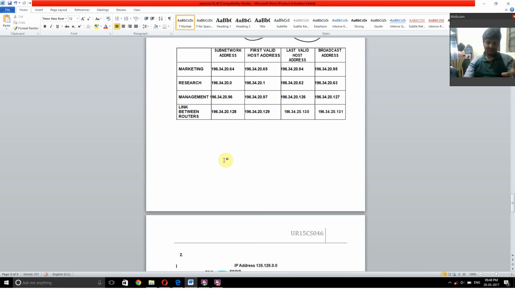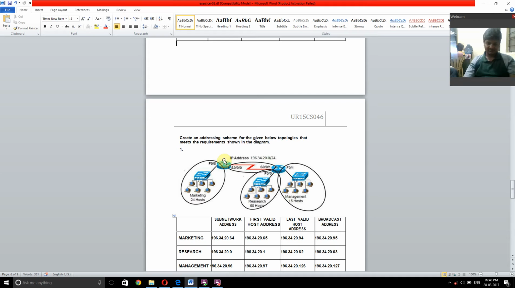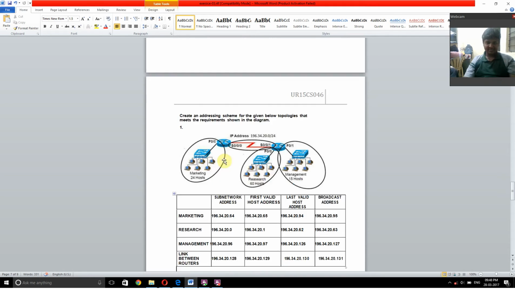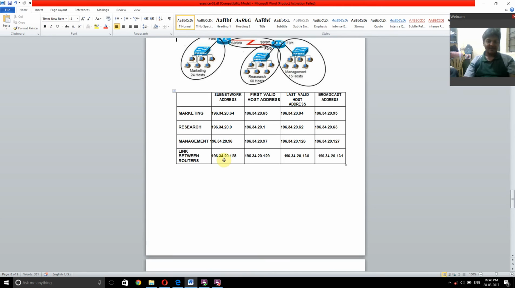Here the problem is a diagrammatic problem, that is a topological problem, you can also say. Create an addressing scheme for the topology given below that meets the requirements shown in the diagram. This question is asked in the exam, so we can easily do this.